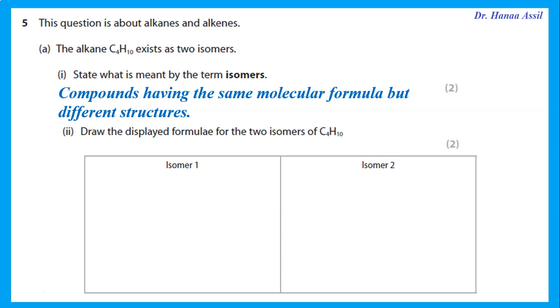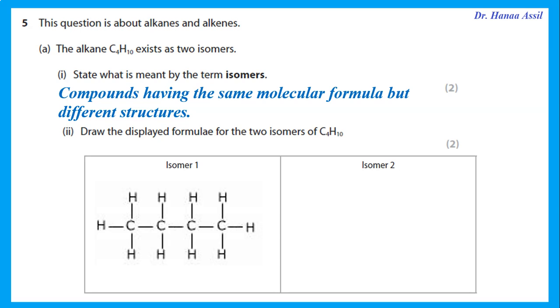Now we're required to draw the displayed formula of 2 isomers of C4H10. Now you need first to ask yourself, is C4H10 an alkane or an alkene? C4H10, the hydrogen is more than twice the carbon. It's an alkane. Alkane means it has single bonds. So I need to draw an alkane with 4 carbons in 2 different ways. That's what we mean by isomers.